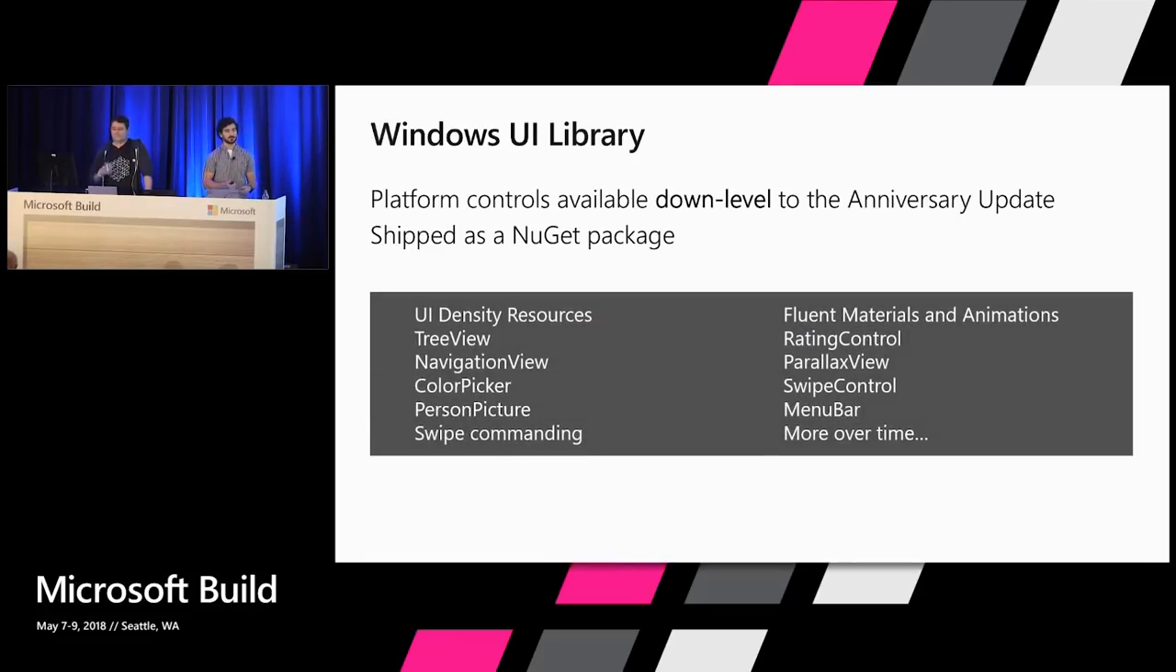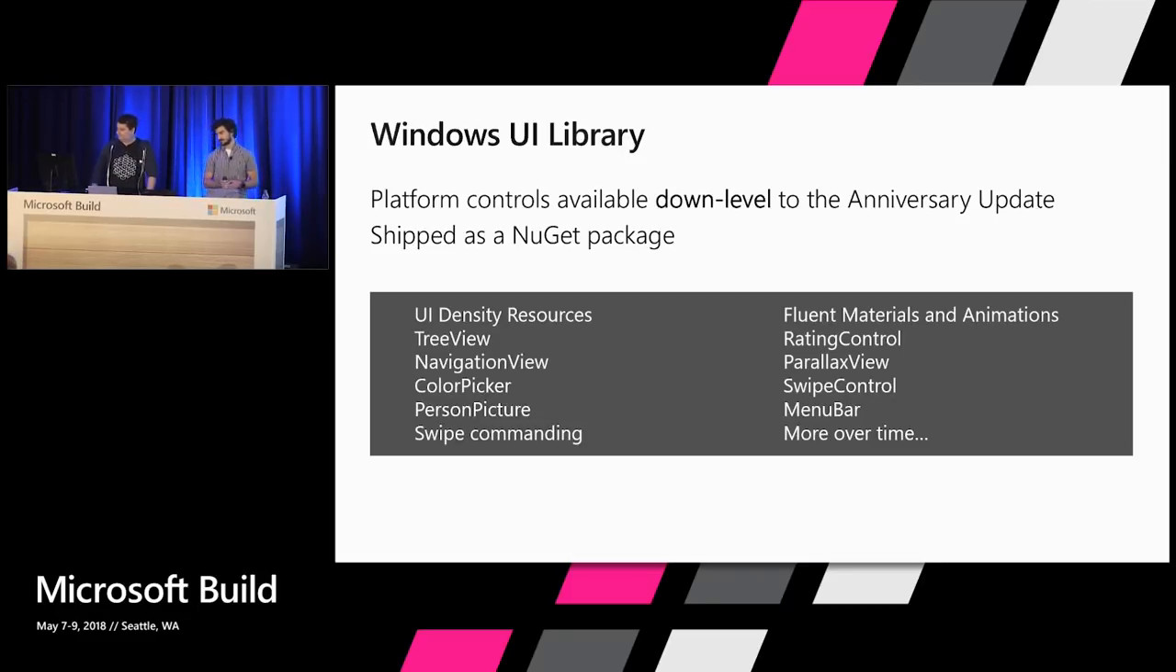And so some of the things that will be coming in Windows UI later this year are UI density resources, fluent materials and animations, and a whole bunch of controls that have been released in the platform already, and some of them are new. But not all of them go back to the Anniversary Update of Windows 10. For example, the tree view control just came out recently, and we're actually adding more features to it in the Windows UI library and a whole bunch of other stuff.